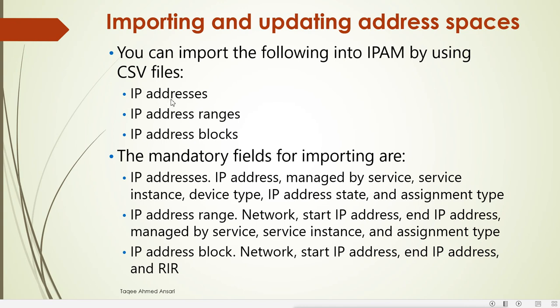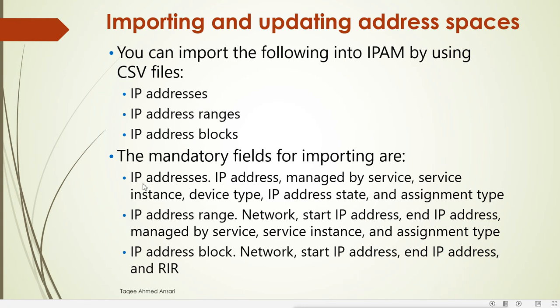We can import it from a CSV file also, saying that these addresses we have allocated statically, what are the ranges of these addresses, what are the blocks we have, what are the subnets we have. And the mandatory fields for the import file: if you want to import this as a CSV file, then you have to add those. We have to create the CSV file with these mandatory fields.